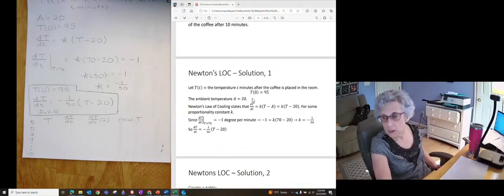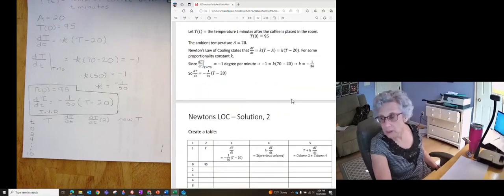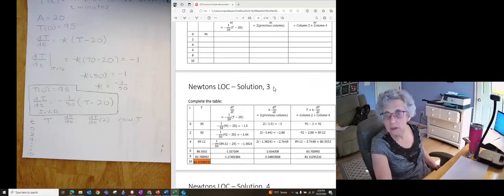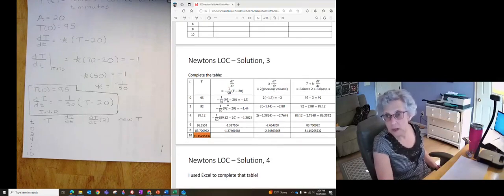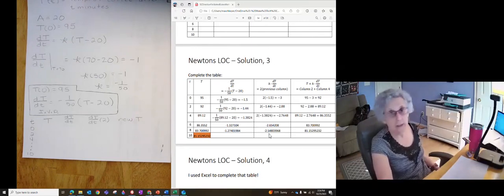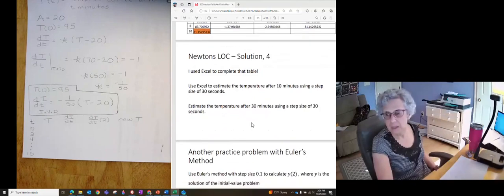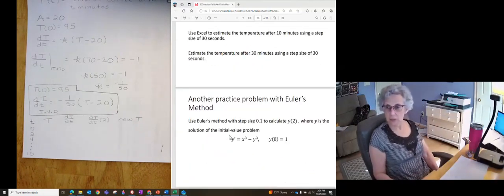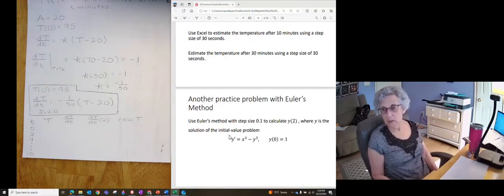Let's see if we have other questions. Okay, there's the pretty answer. There's where I set up the table. There's where I filled it all in. And yes, I used Excel, except that I put in all of the calculations when I typed it up for you. Okay, another practice problem with Euler's method.